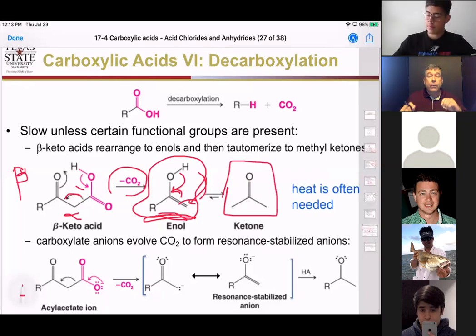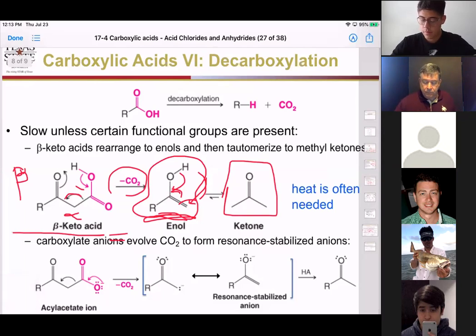So if we can form this six-membered ring with our carboxylic acid and a carbonyl that is in that beta position, this takes place at much lower heats. You can actually do it at less than 100 degrees C, and you can remove that carboxylic acid group. It leaves the ketone, but it can remove that carboxylic acid group. And we'll show a lot more of those reactions later. Okay.